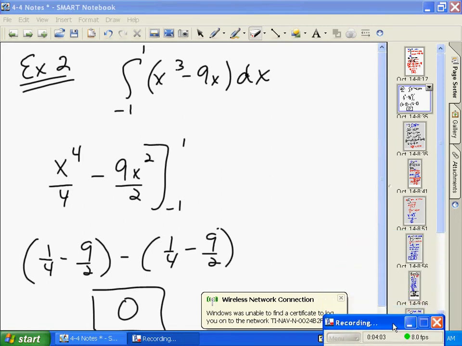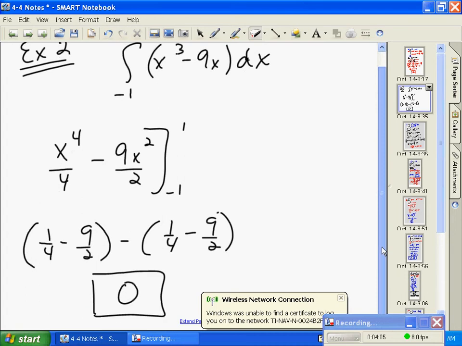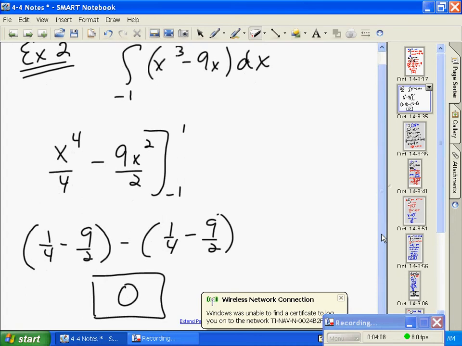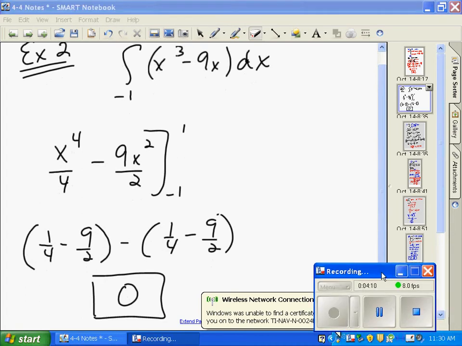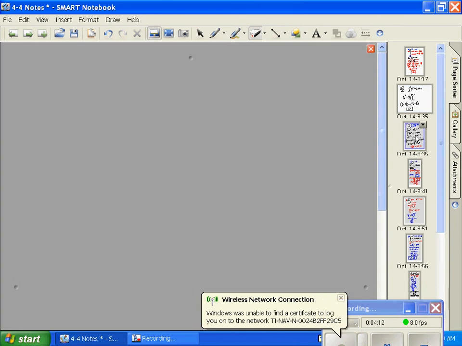So example 2, is everybody okay with 0 as a final answer? Okay, moving on to the next ones.